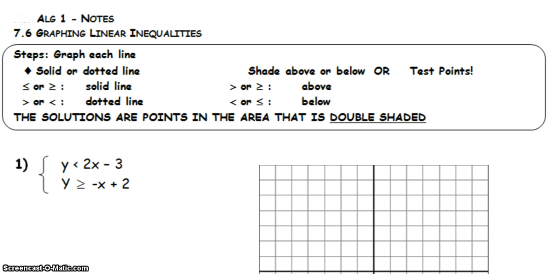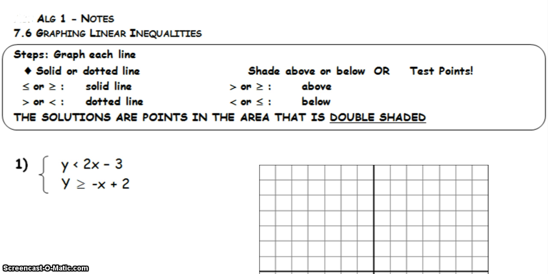Now, with the system of inequalities, we're actually going to have two inequalities in the same problem. So there's going to be two shadings, and where it is double shaded, or where the shadings overlap each other, that is your final answer. So let's take a look at a couple examples of this to see what's happening.